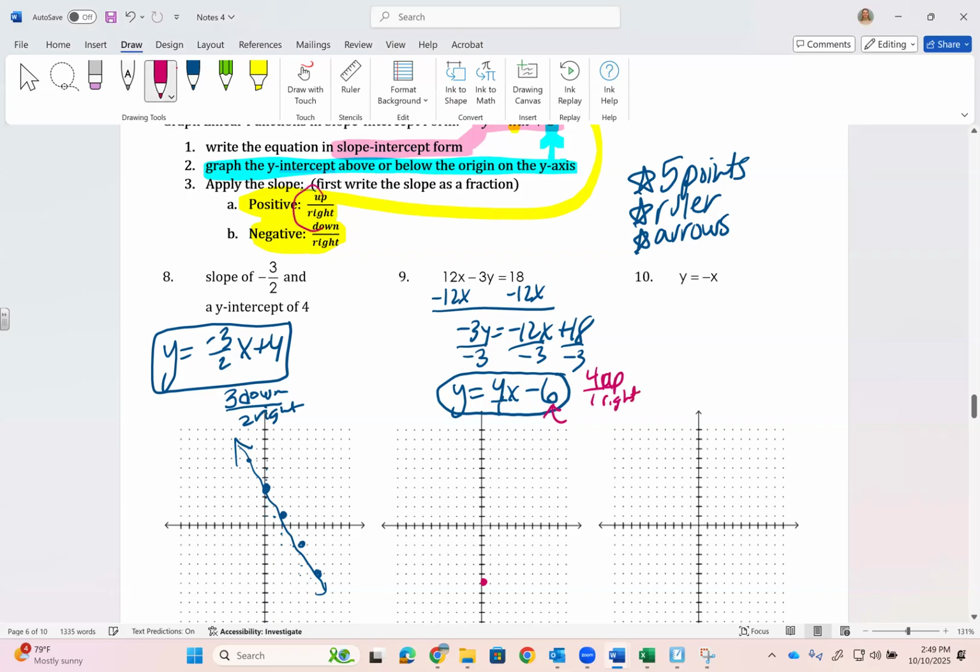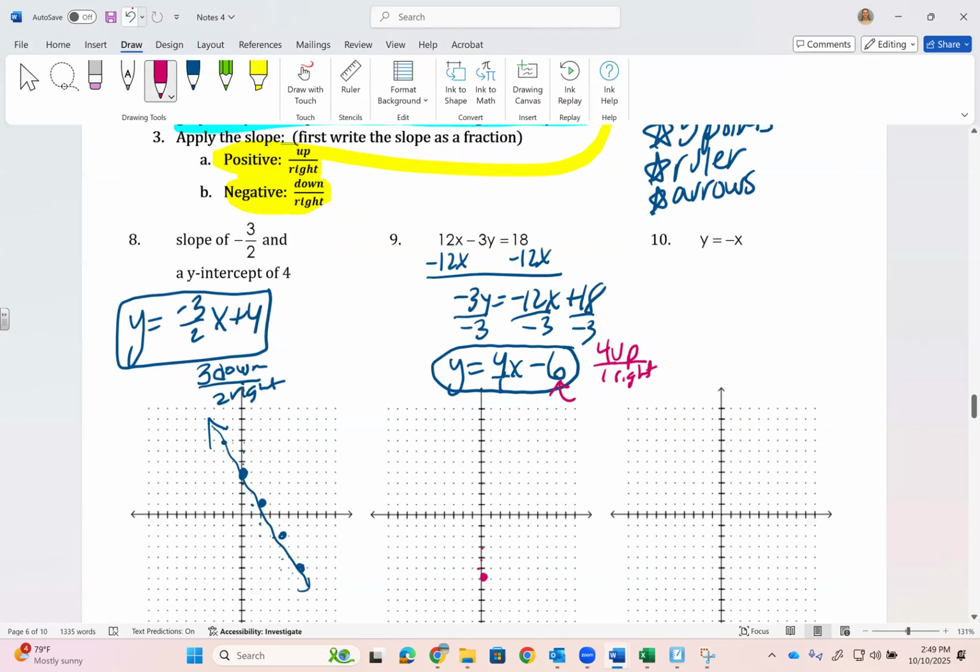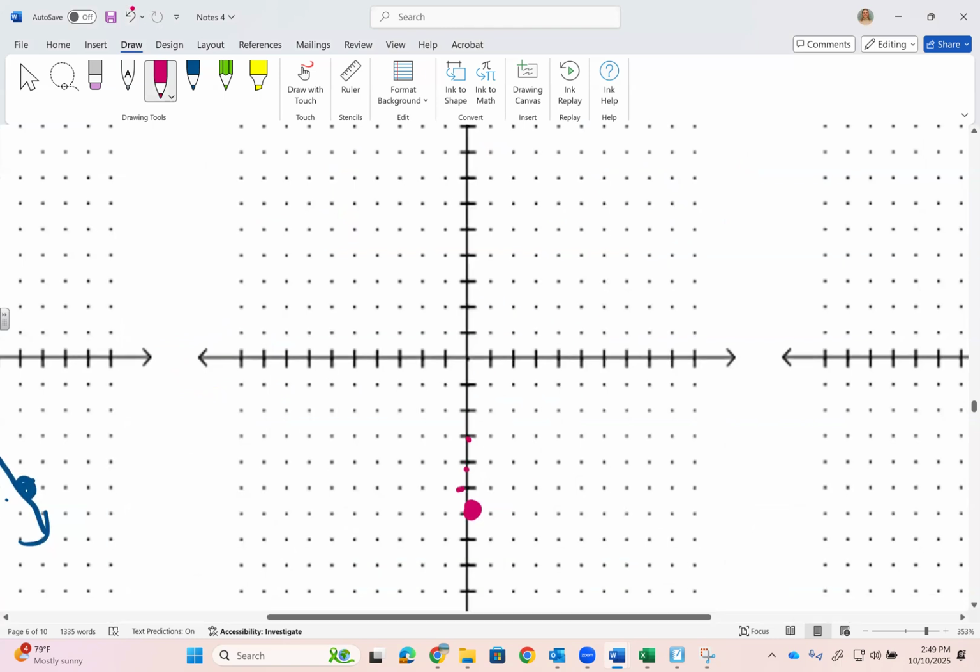So it's either up and right or down and right. And so we're going to go up and right. It's a nice looking line. Just kidding. That's better. So from here, we're going to go up 4: 1, 2, 3. One thing I didn't say is you don't count the point you start on.